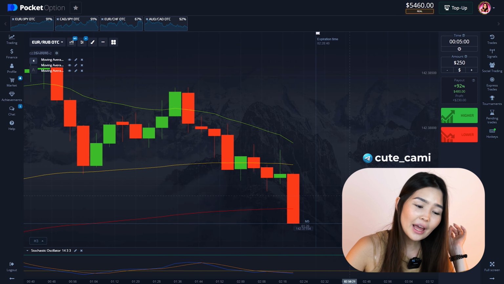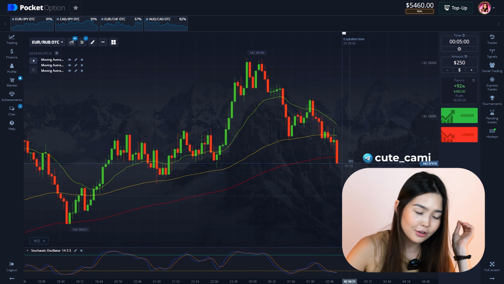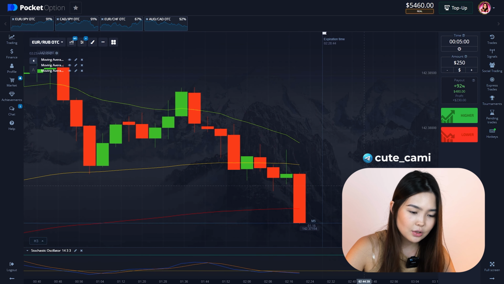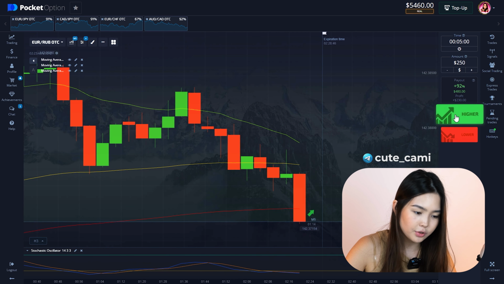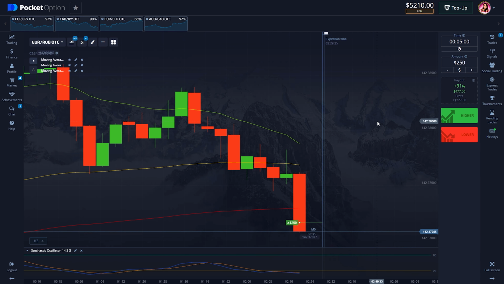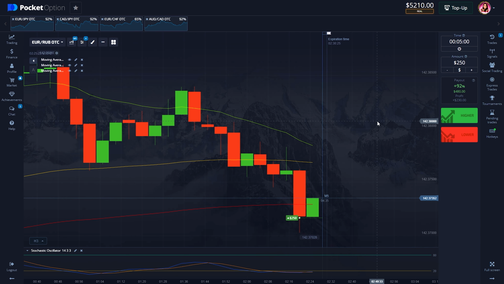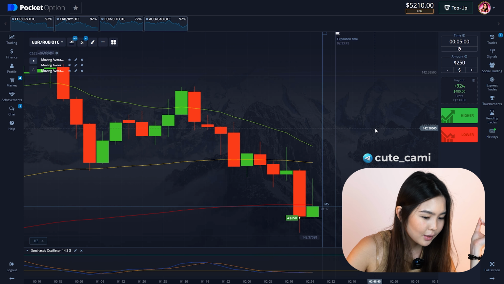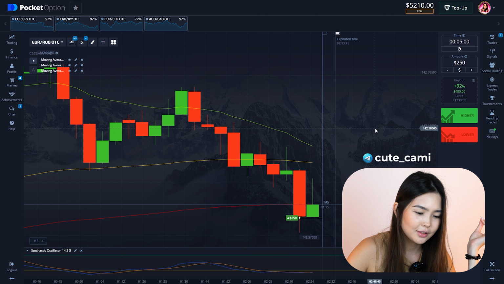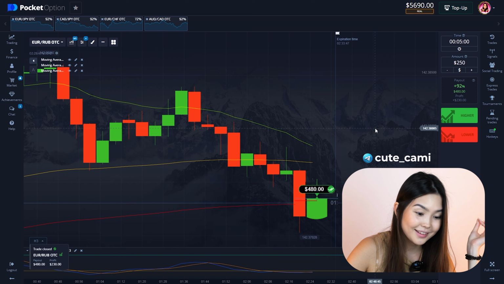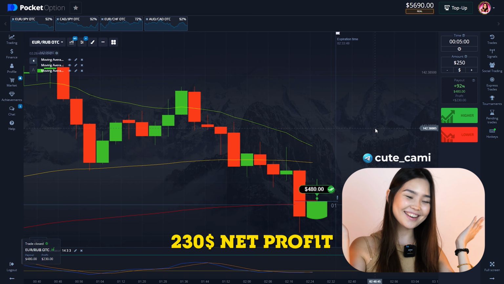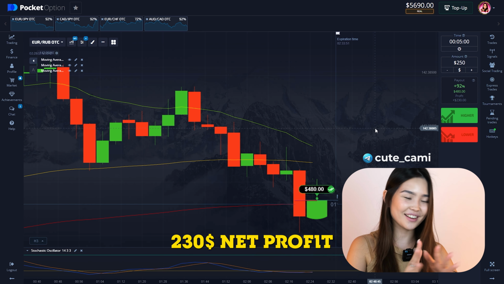Okay, so we have a bullish trend and candle crossing red moving average. So I opened up a trade. Looks like a win, I hope. And yeah, nice! Another $230, super!